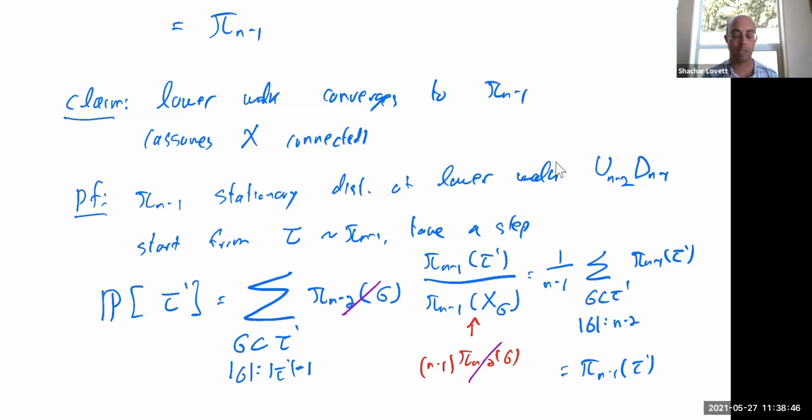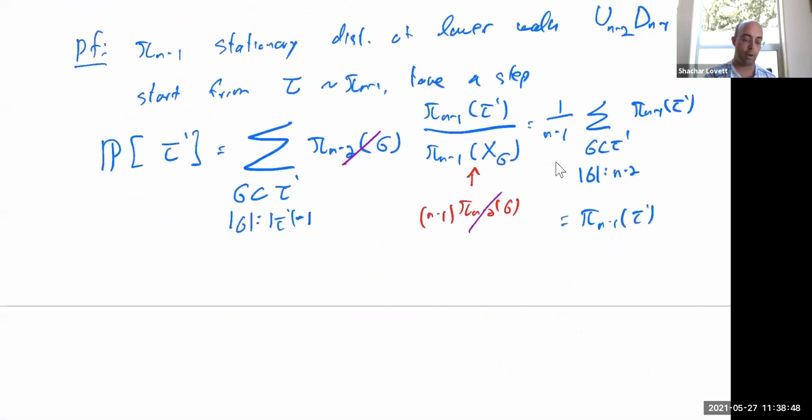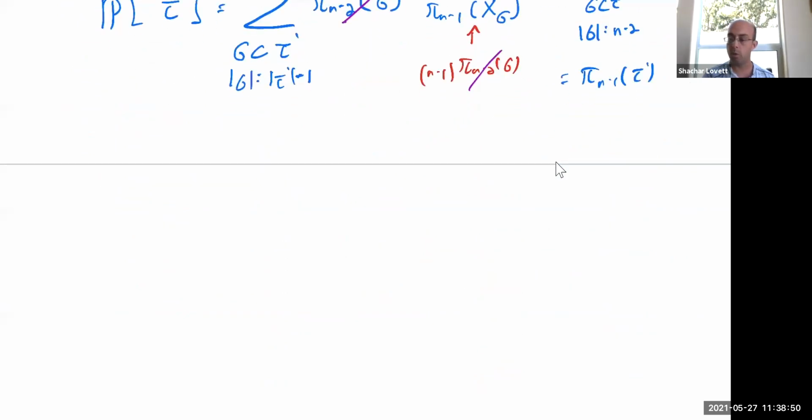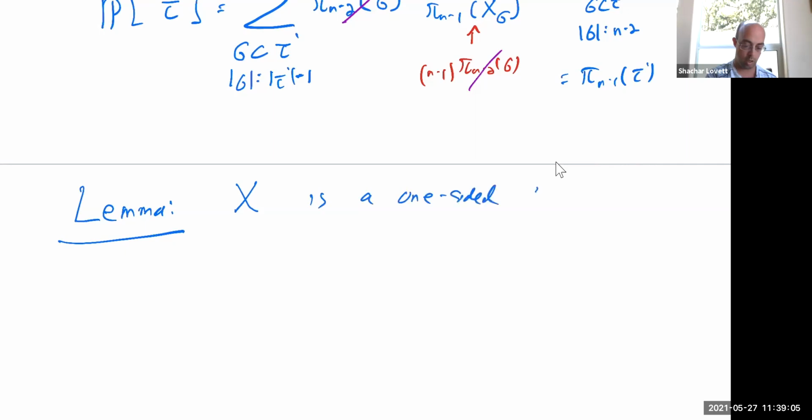So here we're going to use the notion of expansion. And the main lemma that we're going to prove is going to be the following lemma. So X is going to be our complex from before. We're going to prove that X is a one-sided zero local spectral expander. Okay, that's going to be the main place where we're going to use the structure of the spanning trees.